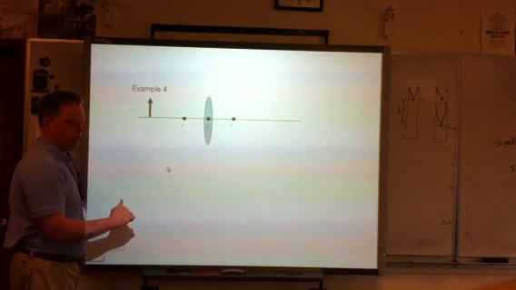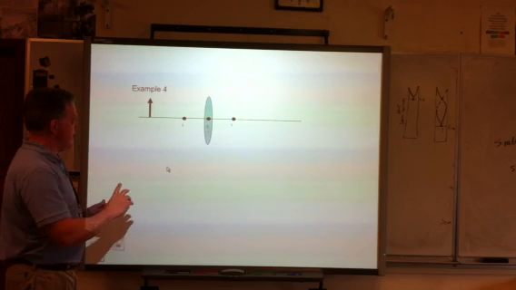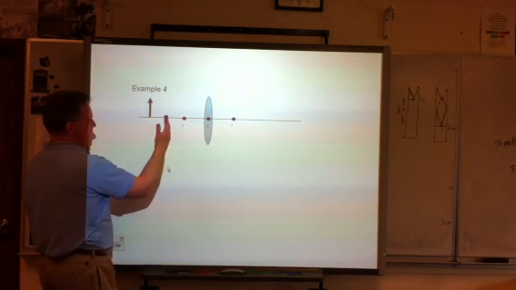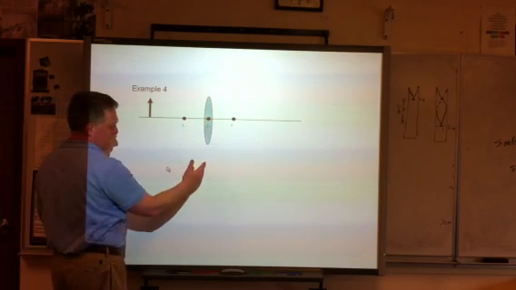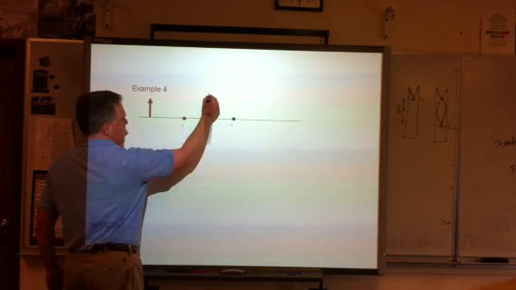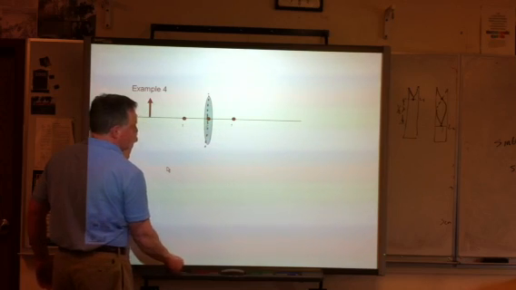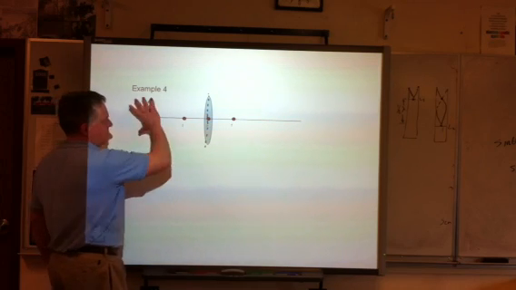Okay, example 4, we're going to start working with lenses. It's going to be the same rules. The difference is I have a center now. Instead of being out at twice the focus, it's right in the middle. I didn't have it on here, but you can draw in a center line that goes through that. We have a focus on each side, because the light's going to go through.